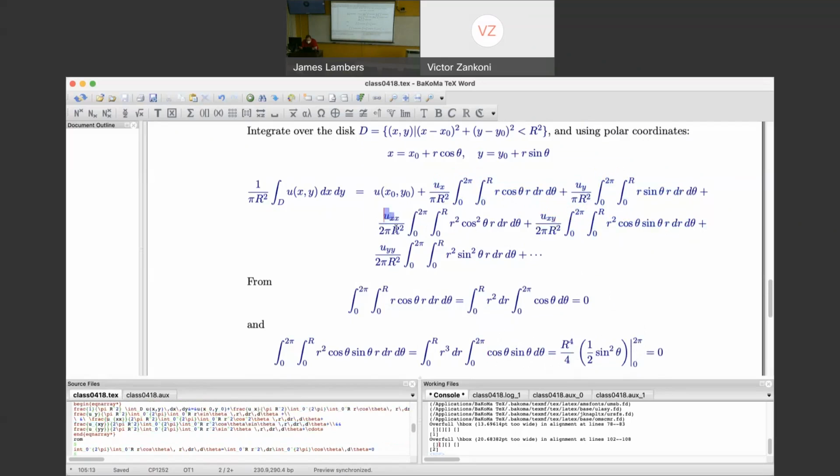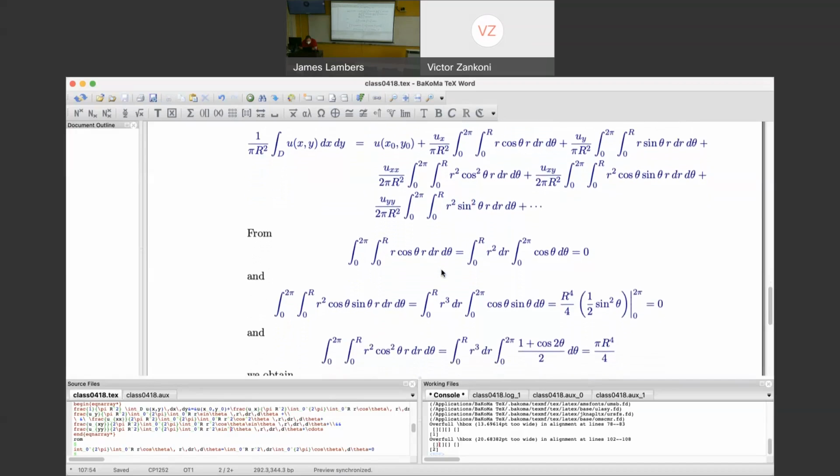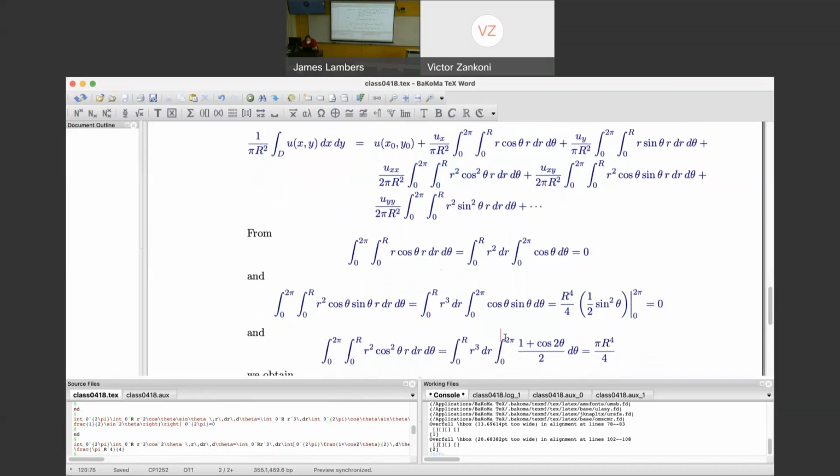What's left? The u_xx and u_yy integrals, involving the Laplacian terms. So for this one right here, I have r squared cosine squared theta, r d theta. So I do the same thing. I write it as a product of an integral with respect to r and an integral with respect to theta. But this one, when I integrate it, it's non-zero. I'm here using a trig identity. Cosine squared theta is 1 plus cosine 2 theta over 2.